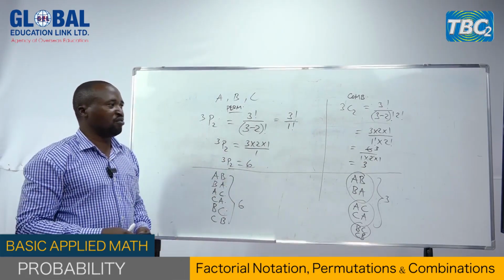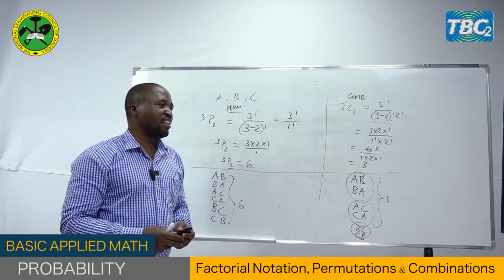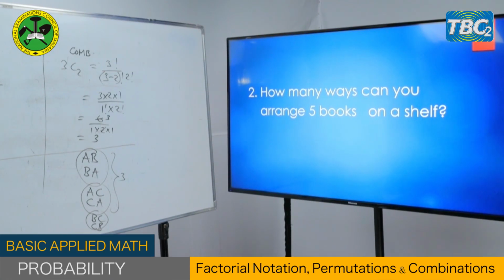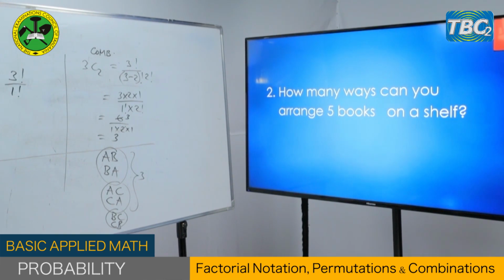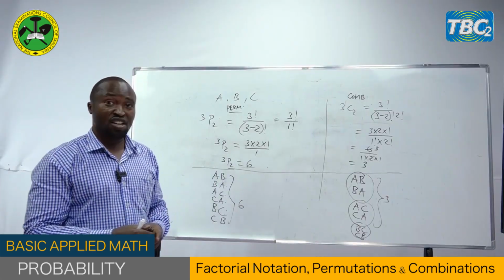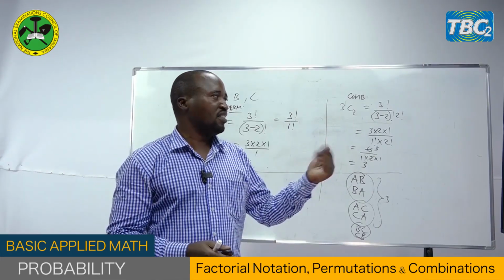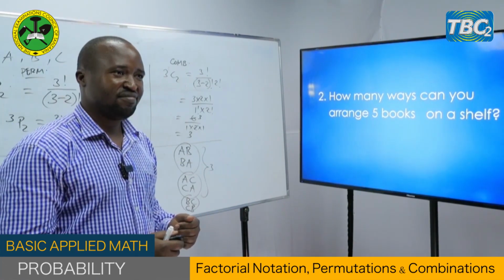The first question, my dear student. How many ways can you arrange 5 books on a shelf? Now, by using the 2 definitions of permutation and combination, remember, in permutation, the order is very important, and for combination, the order is not important. Now, in this question, which perspective suits our question? Is it permutation or is it a combination? Try to think.